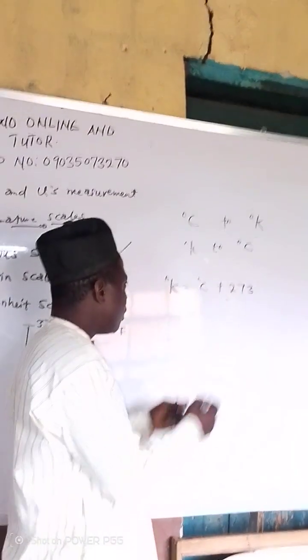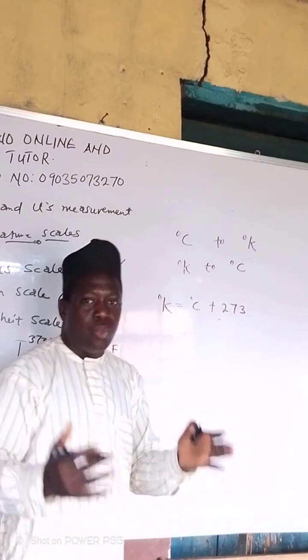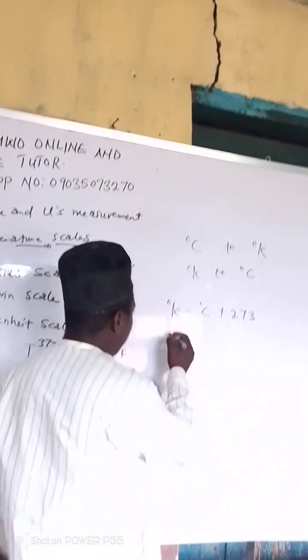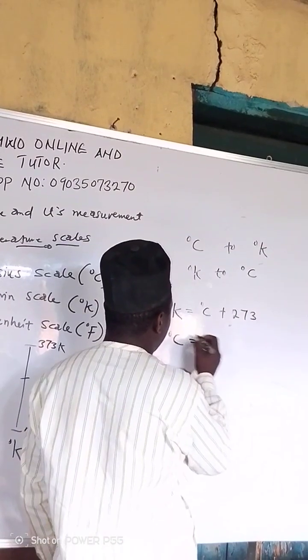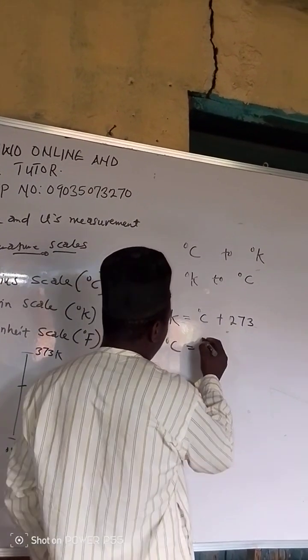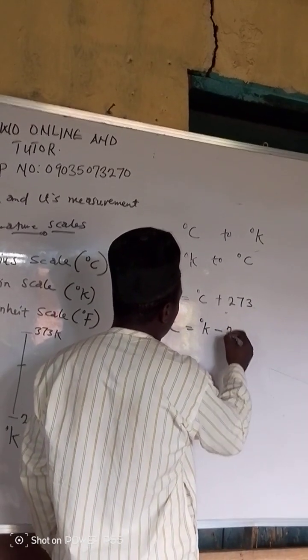If the question asks you to convert degree Kelvin to degree Celsius, it will be anything you have been given in degree Kelvin minus 273.